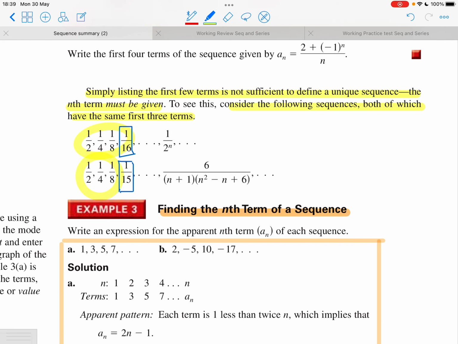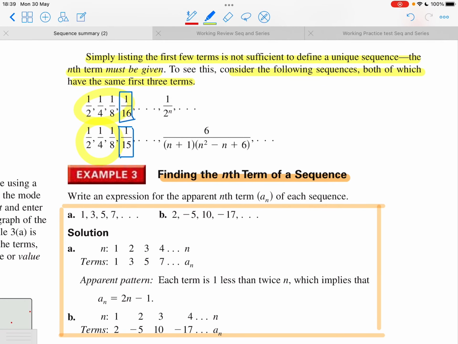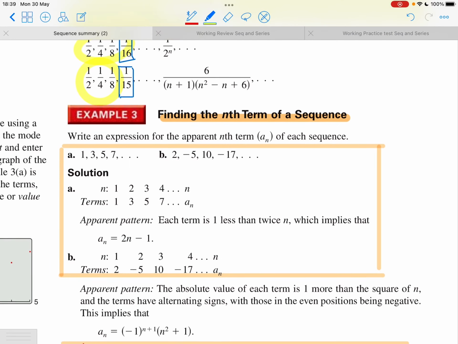To find the formula, the first two terms must be given, then you can try to find it. To find the nth term of a sequence, if the formula is given, then you just substitute the number for n. For example, n would start from 1, 2, 3, 4, and so on. If an is 2n minus 1, then the first term would be 2 times 1 minus 1.